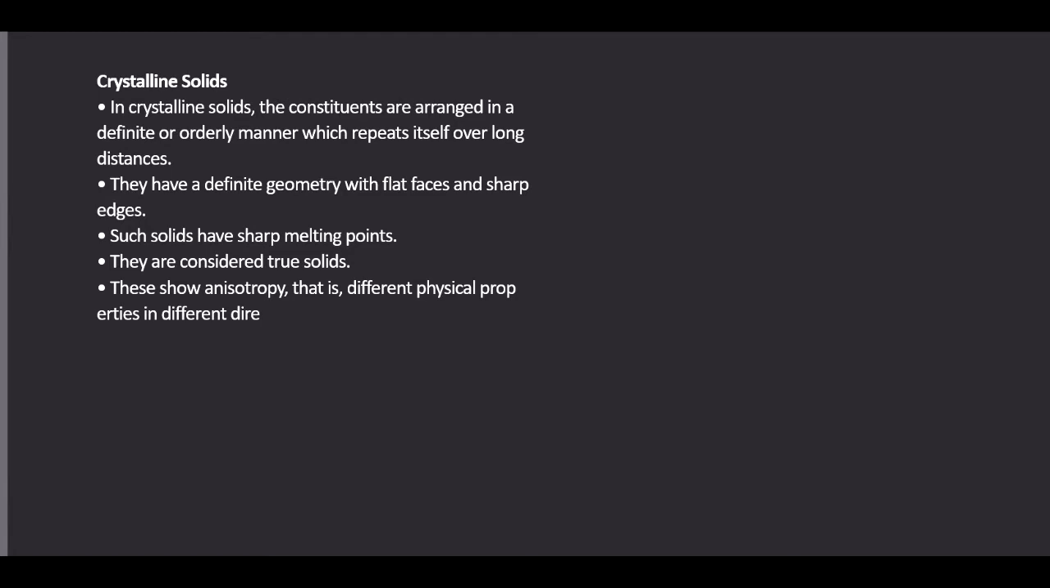Okay, so the very first thing we have is crystalline solid. What are the properties we can have in case of crystalline solid? In crystalline solid, the constituents are arranged in an orderly manner. They have definite geometry, flat faces, sharp edges, etc. Such solids have sharp melting points also. They are considered as true solids, and they show anisotropy, that is, different physical properties in different directions. The examples are sodium chloride, potassium chloride, all the ionic compounds.